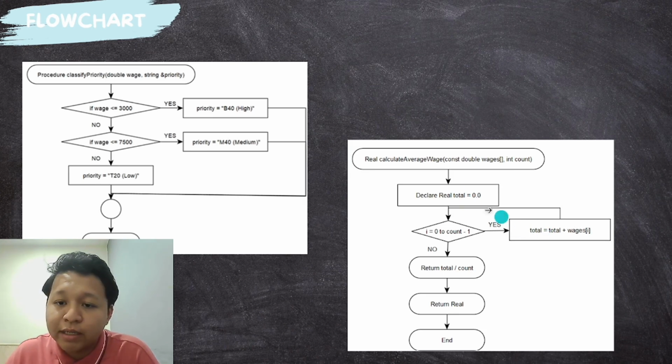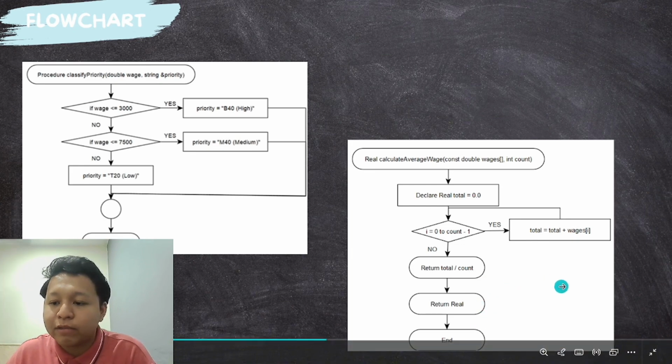This is a function to calculate average wage. We have declaration, looping, return total or count, return rate, and end function for calculate average.